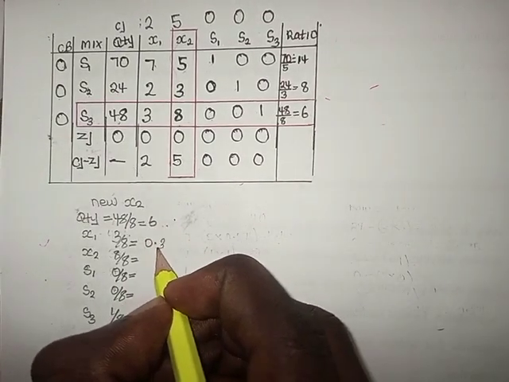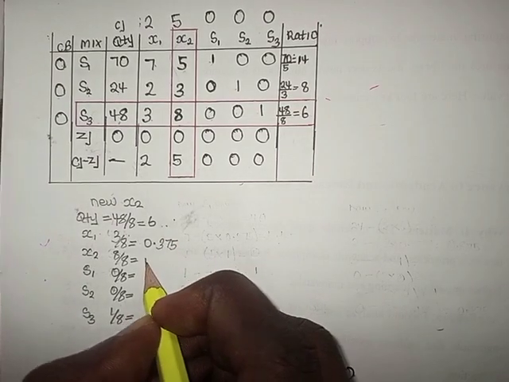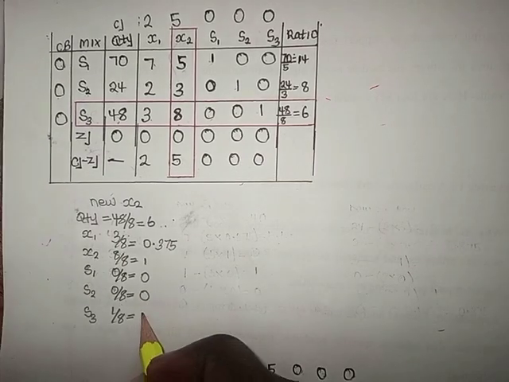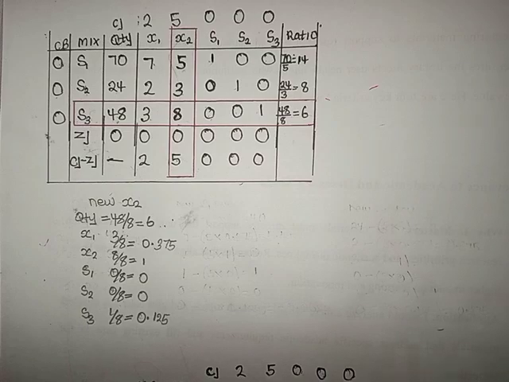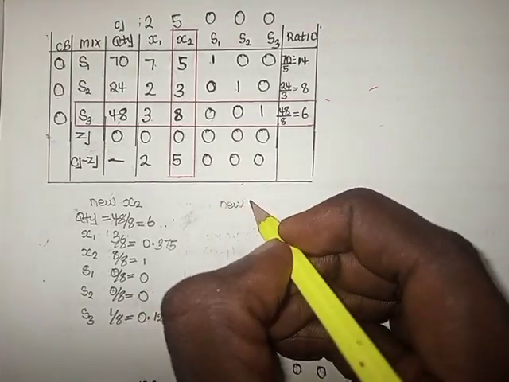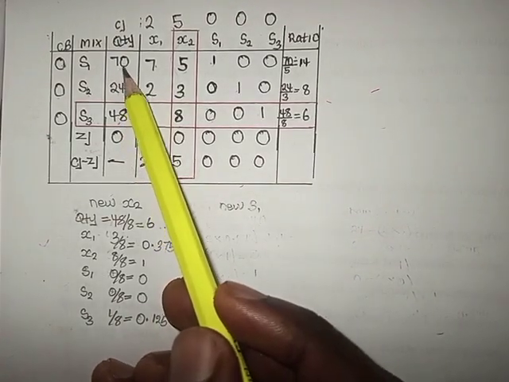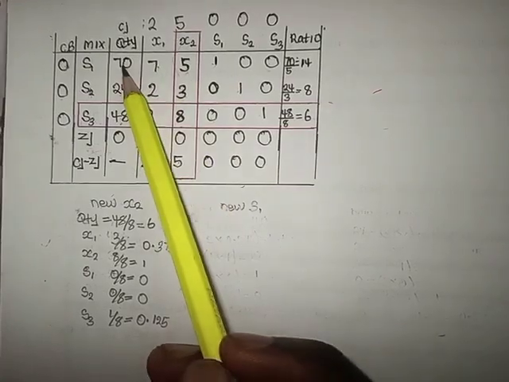So this is 0.375. 8 divided by 8 is 1. 0 divided by 8 is 0. And this is 0.125. So now I need to solve for my new S1. So by saying I'm going to solve for the quantity and others as well.